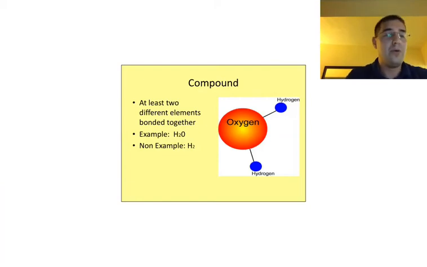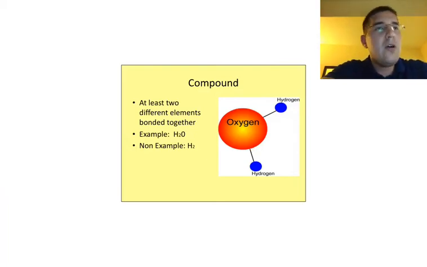Let me show you a non-example of a compound. By the way, guys, these lines that you see here in between hydrogen and oxygen represent a chemical bond. There's two electrons being shared there. Anytime you see an image that has a line like that, those are two electrons. So let me go ahead and show you now a non-example of a compound.